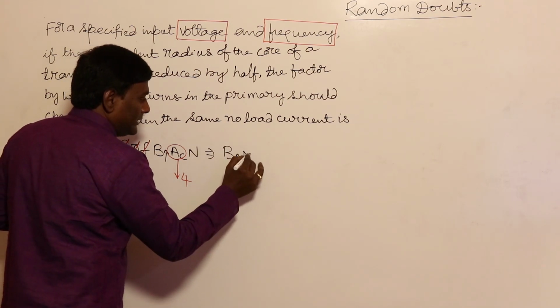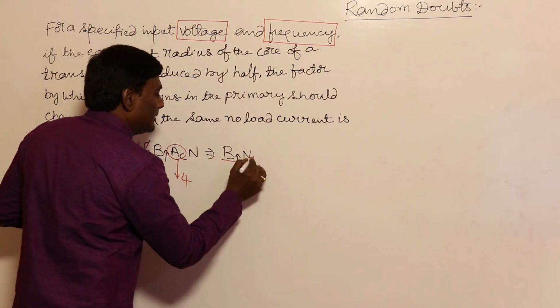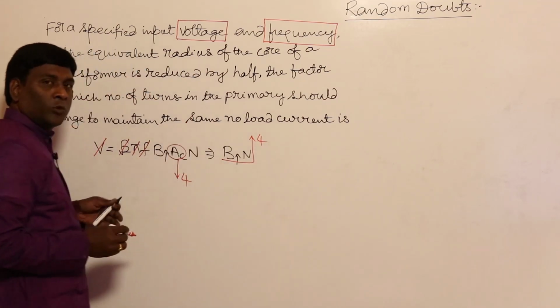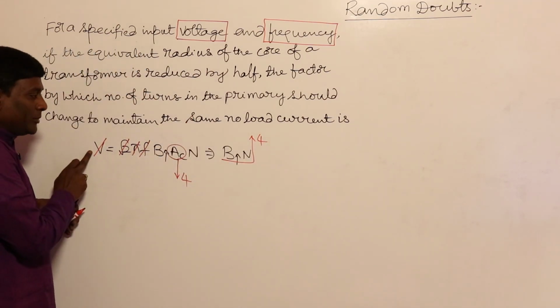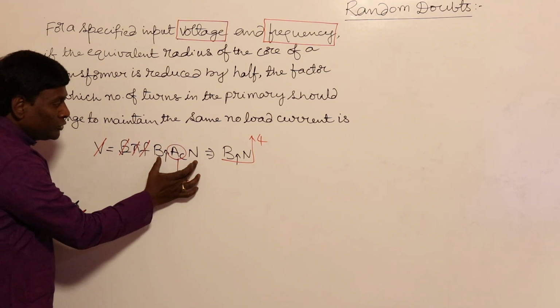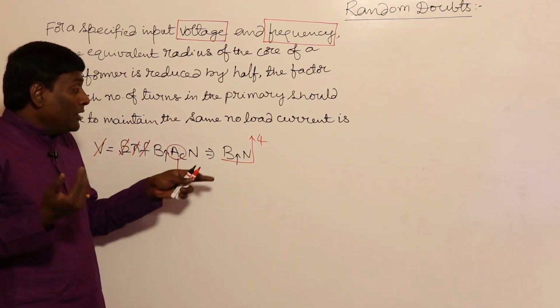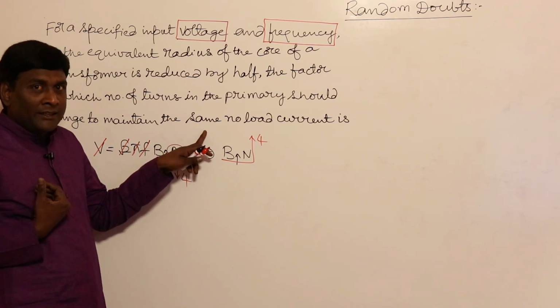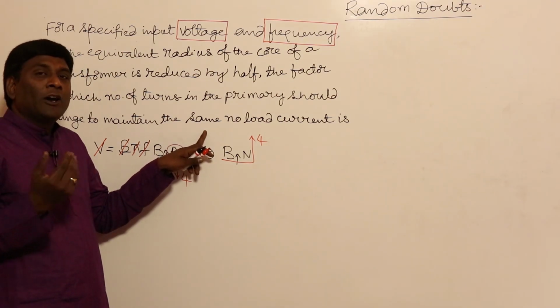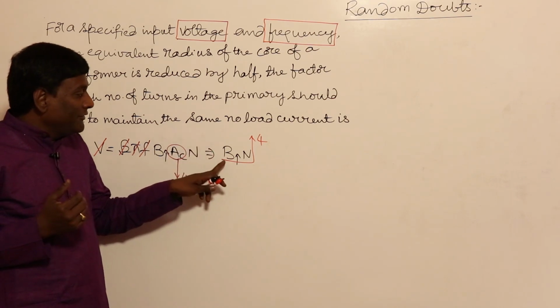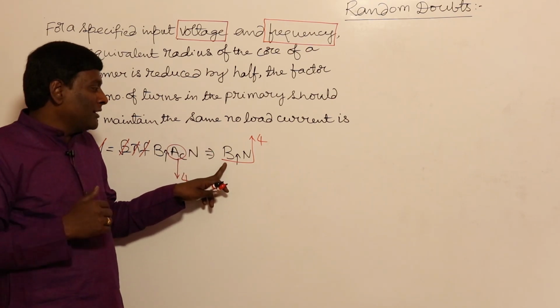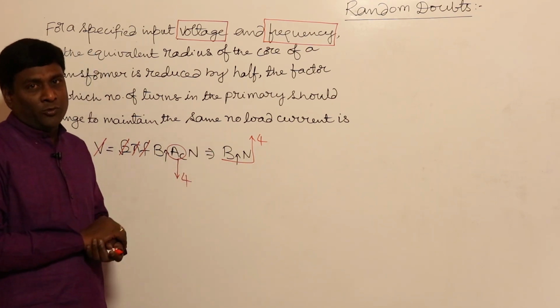B max and N should be combinedly increased by 4 times, such that V is going to be constant. If the area is reduced by 4 times, these two should be increased by 4 times. Now here in this question, they did not say anything about B max. But with minimum common sense, if I think of B max as maintained constant, the number of turns should be increased by 4.